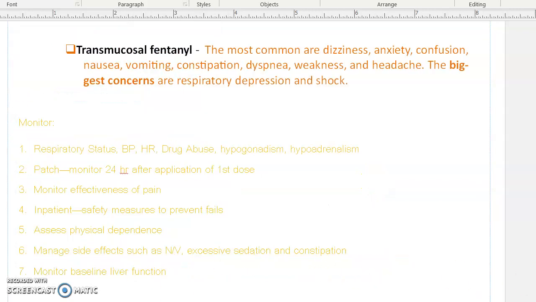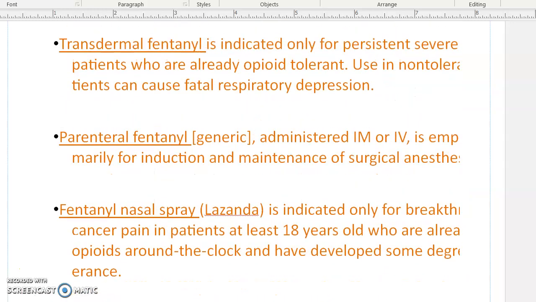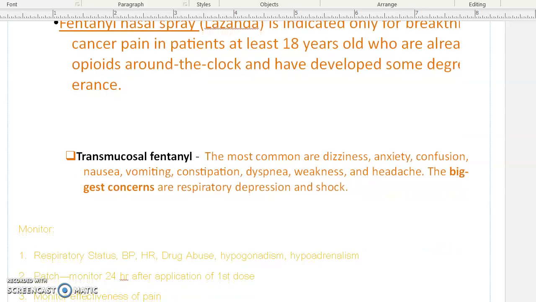These are cancer patients, severe pain, and so for these guys, you have to be at least 18 years old and you're already on opioids around the clock, but you have developed some degree of tolerance. These people are going to most likely experience some dizziness, anxiety, confusion, nausea, vomiting, constipation, dyspnea, weakness, headache. The biggest concern is respiratory shock and depression. There's several ways that you can get this kind. There's a lozenge on a stick. You can take buccal tablets, sublingual sprays, sublingual tablets, and it can be intranasal.